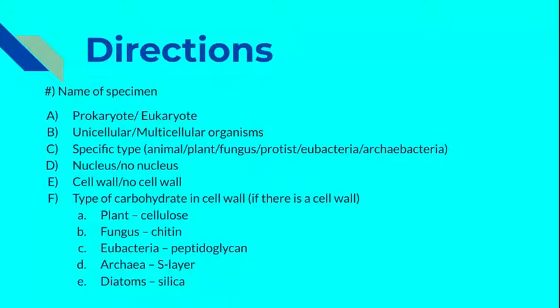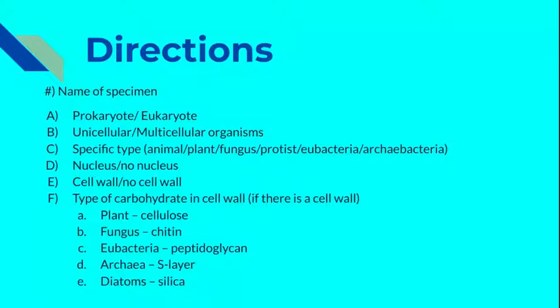We're also going to determine the specific type of cell. So we have animal, plant, fungus, protist, eubacteria, or archaebacteria. Those are the different things we might see. You need to determine if it's a nucleus or no nucleus. Well, if you pick prokaryote, then you know it doesn't have a nucleus, and if it's a eukaryote, it does. And then the last thing is the cell wall or no cell wall.